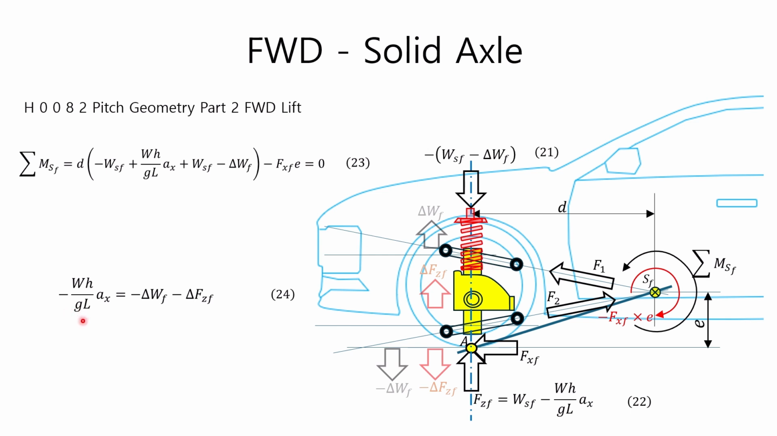From equation 24, since the force delta FZF is the resultant force of the link supporting the sprung weight, it can be seen that if the absolute value of the road surface reaction force, minus delta FZF, increases, the absolute value of minus delta WF decreases, and the force tensioning the spring decreases.